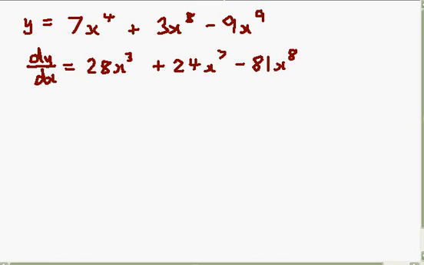Right, so now we're ready to see how it works with fractions. So let's say I've got y is equal to x to the half plus x to the, let's say, minus a quarter. Okay, and we can do dy by dx of this.